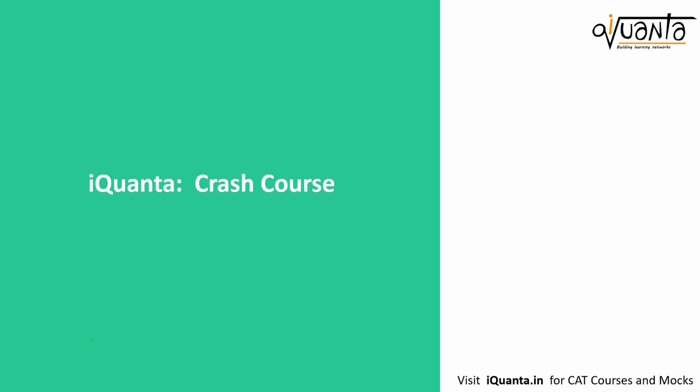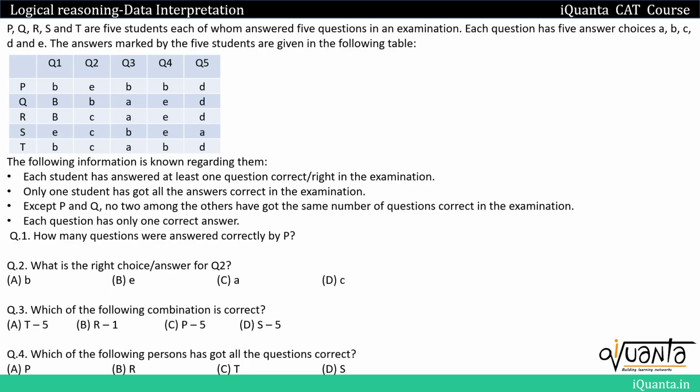Hello everyone, let's try to solve a puzzle in this video. The question is: P, Q, R, S, T are 5 students, each of whom answered 5 questions in an examination. Each question has 5 answer choices A, B, C, D and E. The answers marked by the 5 students are given in the following table. So in the table we have been given 5 students and the answers marked by them for the questions.